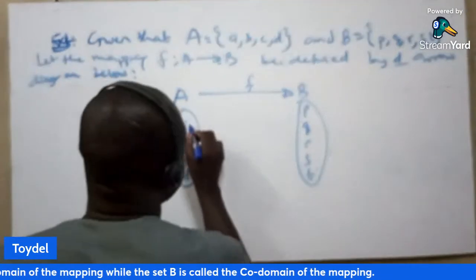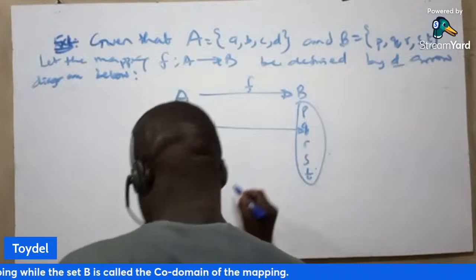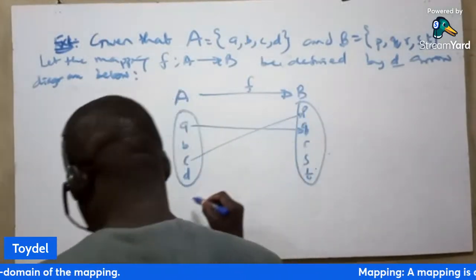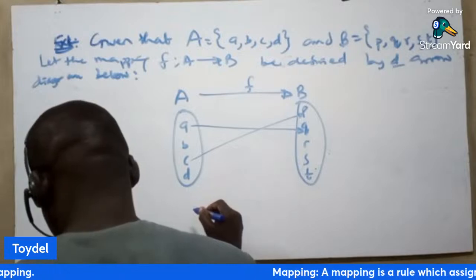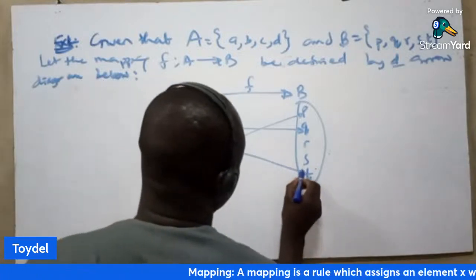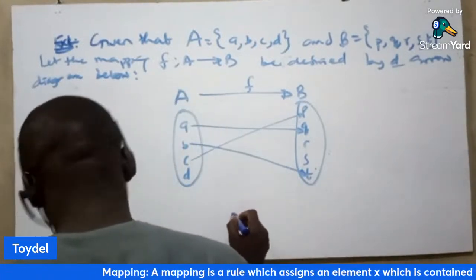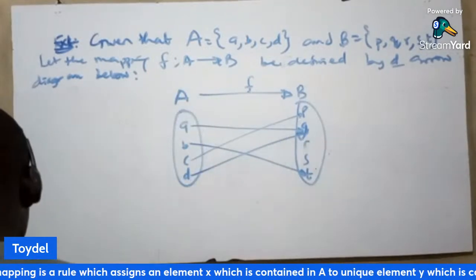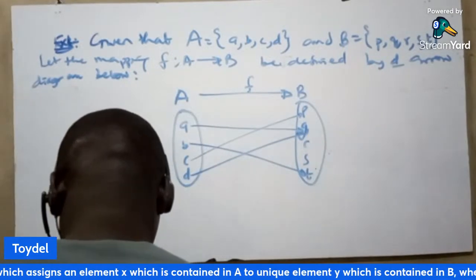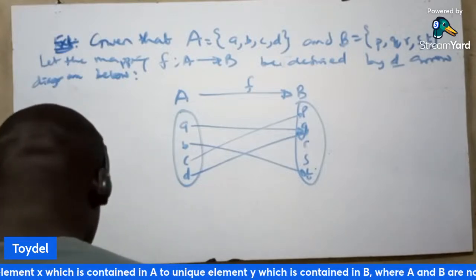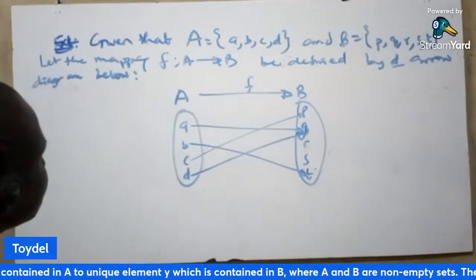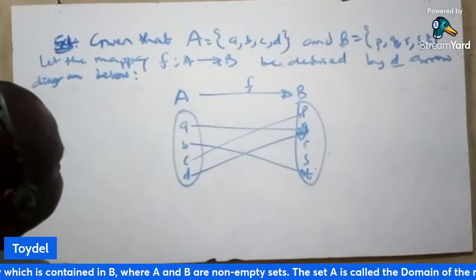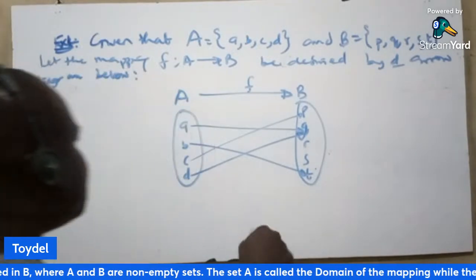So here we now have A to Q. Then we have C to P. Then we have B to T. Then we have D also to Q. So this is what we have. So in this case now, A, B, C, D are the elements of the domain A. P, Q, R, S, T are the elements of the codomain.